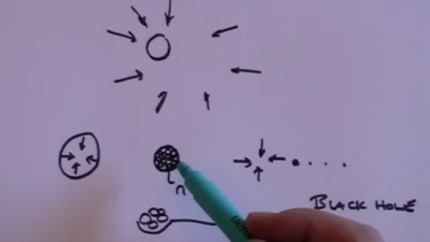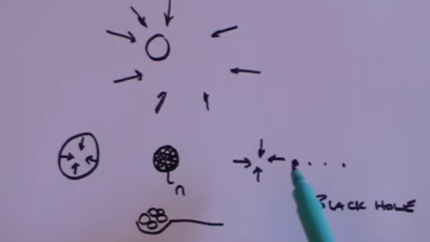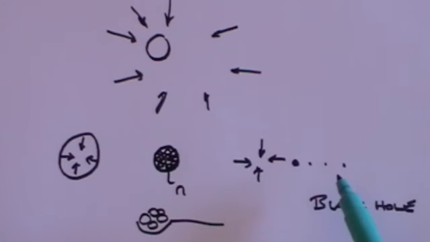If the gravity is too strong for the neutrons, then the collapse just carries on until eventually that whole core has been compressed to a point, and that is the black hole.